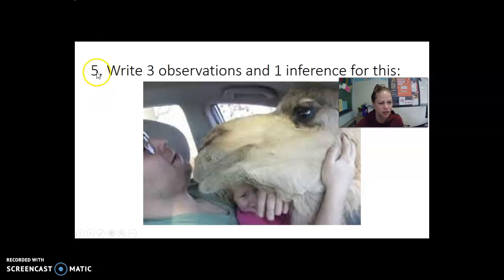Oops, I don't think I numbered that correctly. Anyway, this is just a funny photo. I think it's funny. 3 observations, 1 inference.